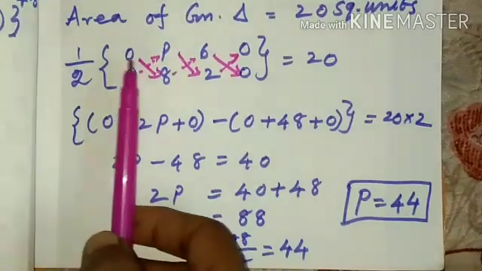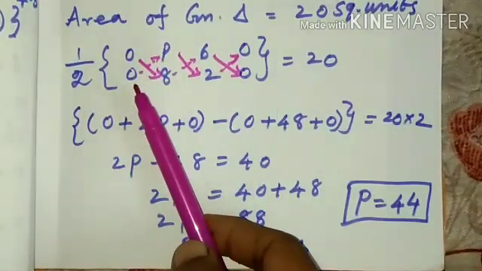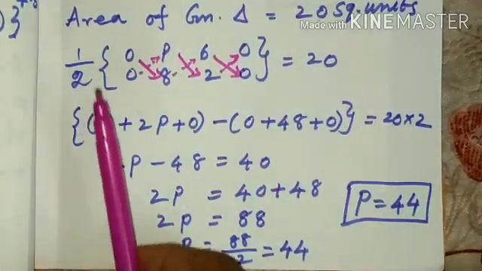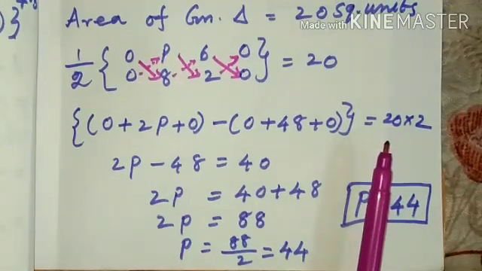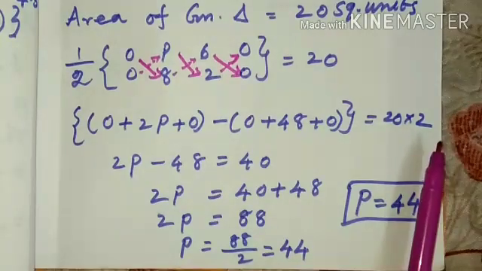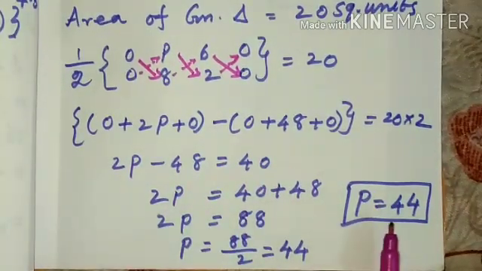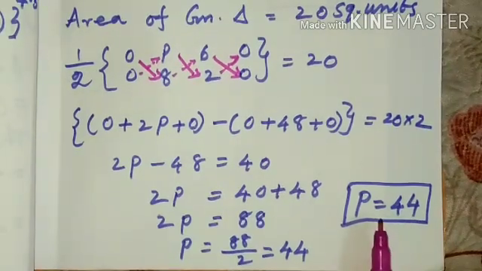Now first you have to multiply from top to bottom, then you have to multiply from bottom to top. Then transpose this to after the equal, means it becomes multiplication form, that is 20 into 2. Simplify this means we get the value of P is equal to 44. This is the answer for this sum.